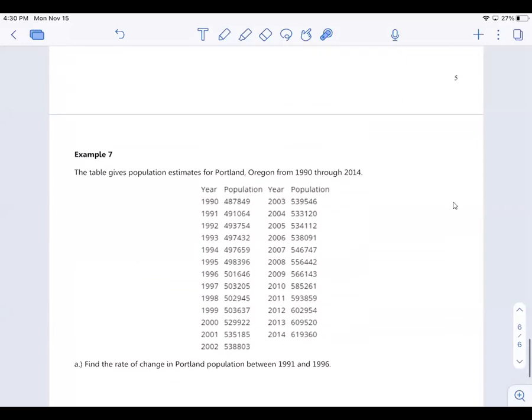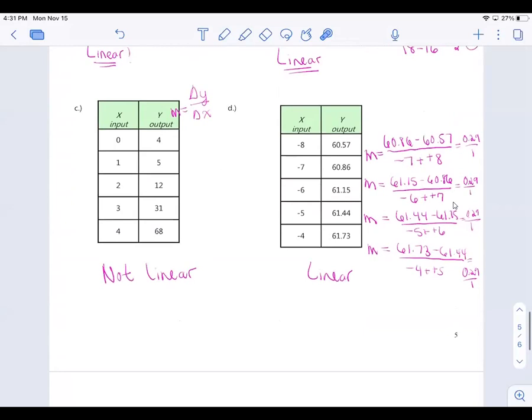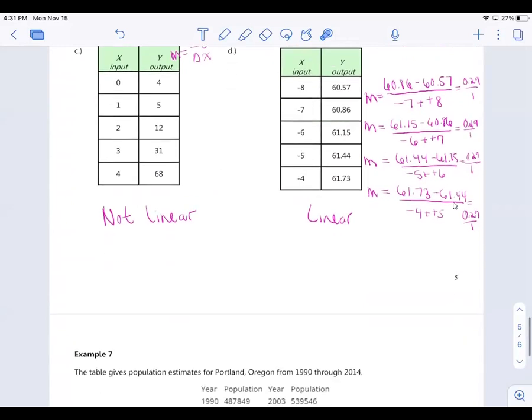So let me just, for recording purposes, because I forgot to record, see, we got C not linear and D is linear. Another way we could say this, just so you realize, is non-linear. Both are the same.